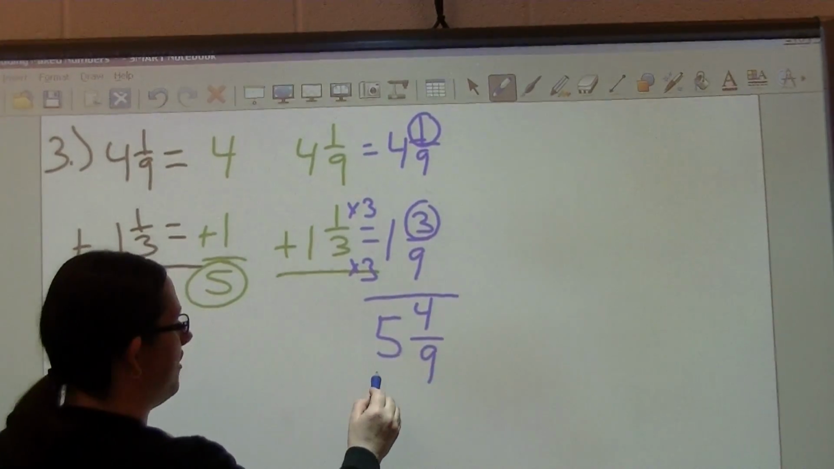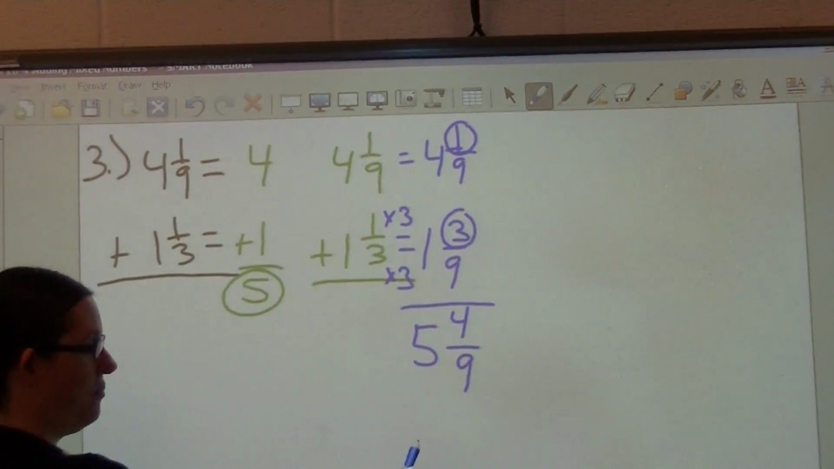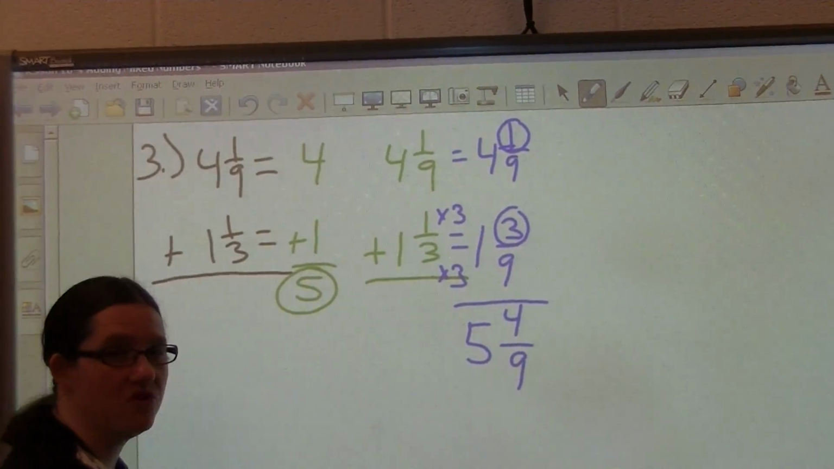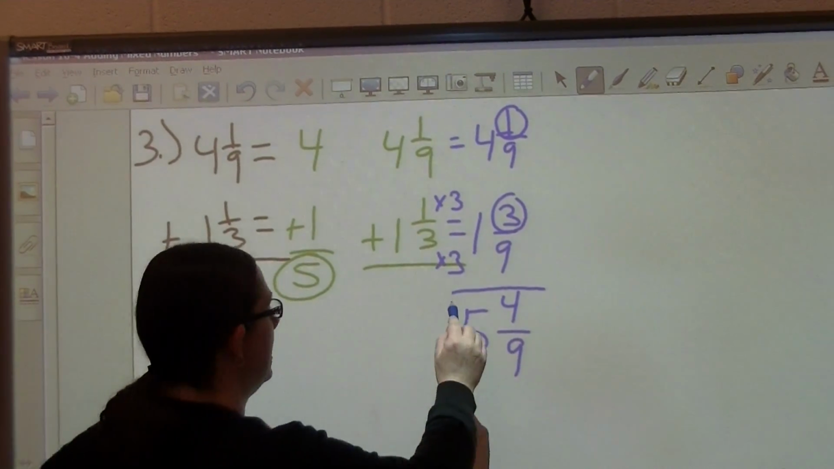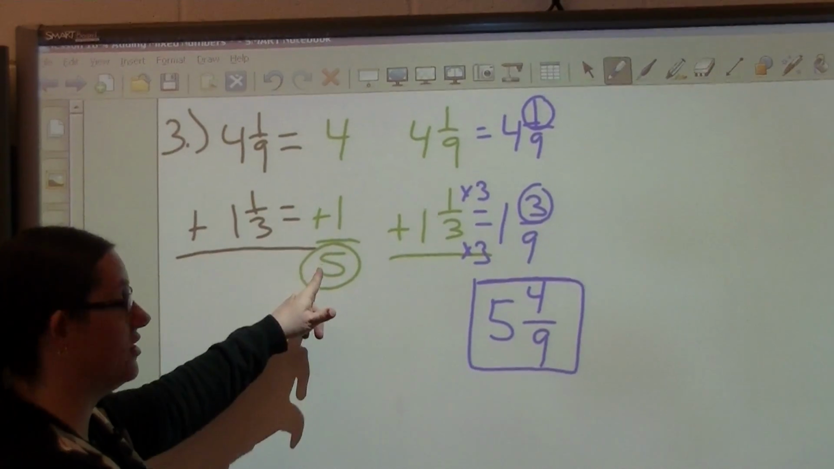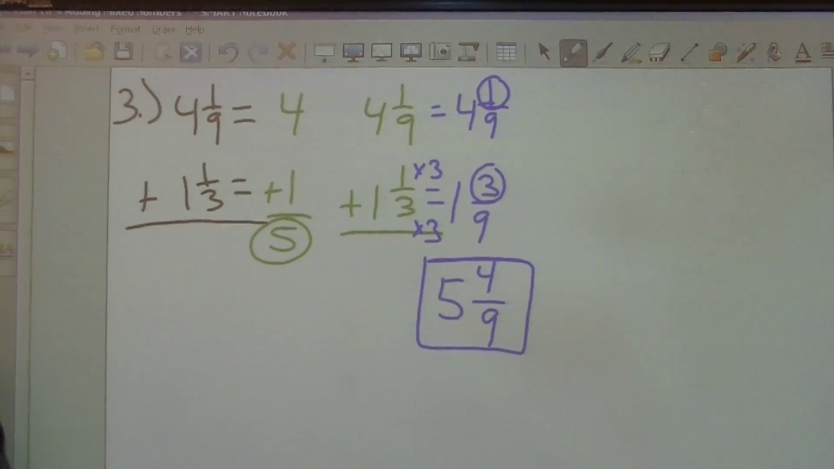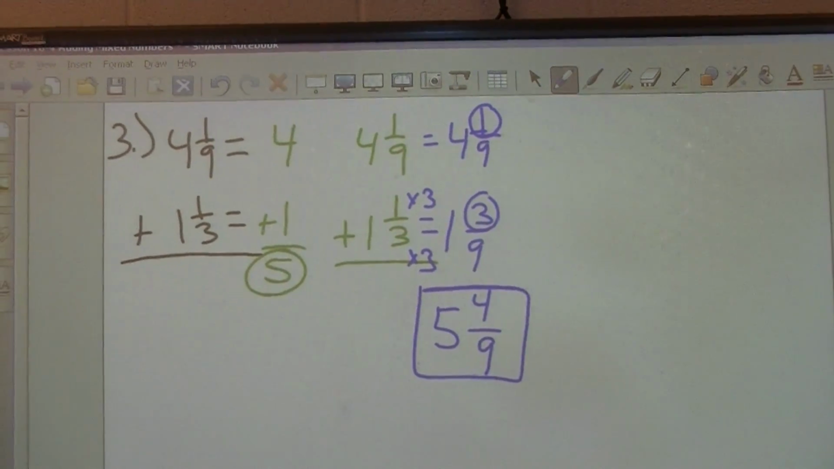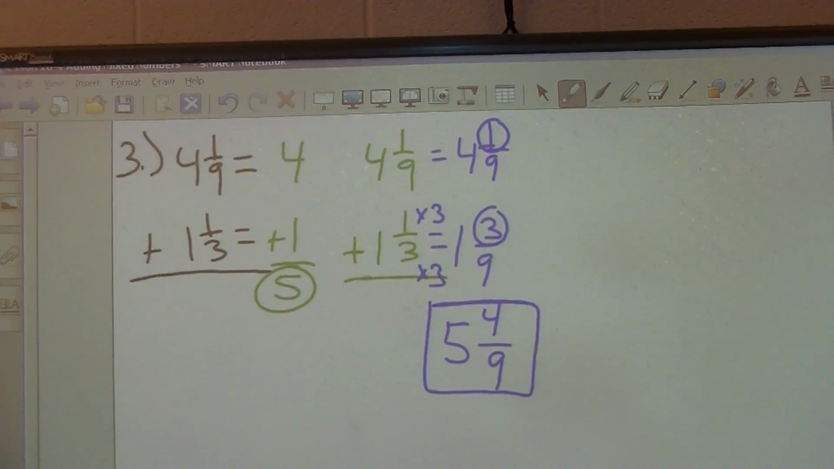5. 5 and 4/9. Can we simplify 4/9? Can we divide those two numbers by anything? Nope. So our end answer is 5 and 4/9. Let's check for reasonableness. Is that close to 5? It is. So we are on target. All right, good job. Write down any questions if you have any.